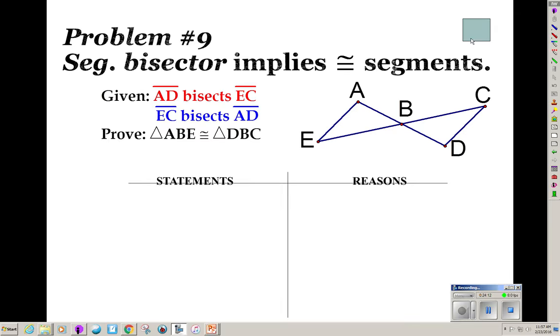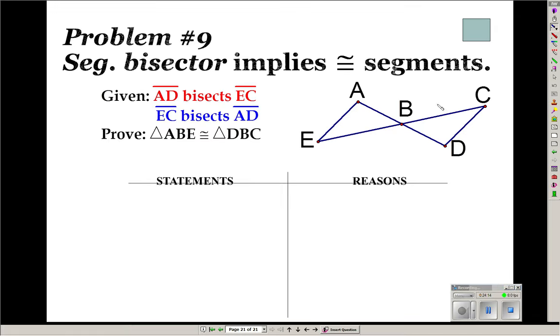Here we're given some segment bisectors. Segment bisectors implies congruent segments. We're given a couple of segment bisectors. Prove the triangles are congruent. So let's start with what we're given. Segment AD bisects segment EC, and segment EC bisects segment AD. Why? Because they gave that to us.